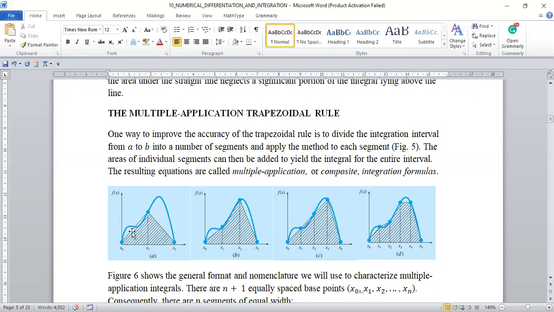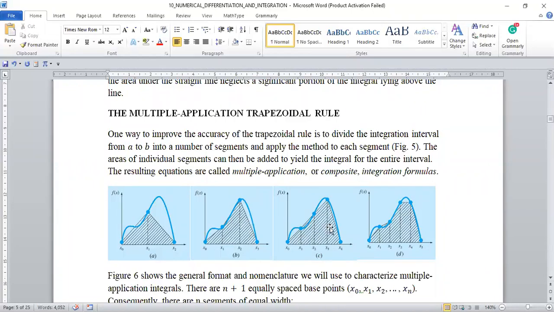But if we increase the number of segments, here we divided it into two segments, 1 and 2. If we increase the number of segments to 3, 1, 2, 3, and use a straight line, from this segment you use a straight line, this segment a straight line, this segment a straight line. More area is covered and you have less error.